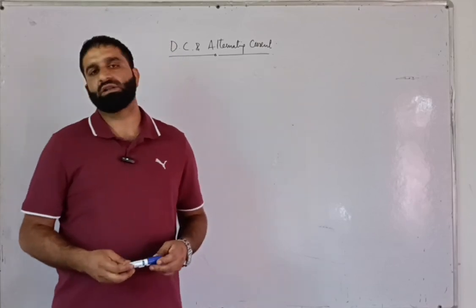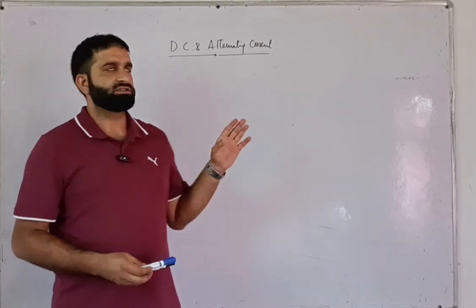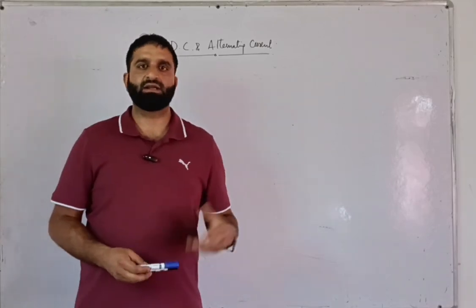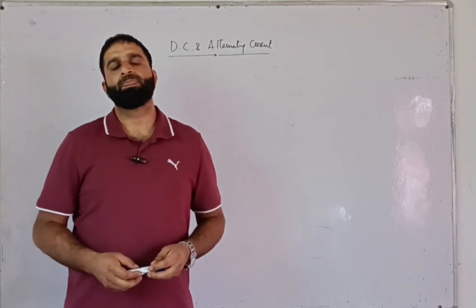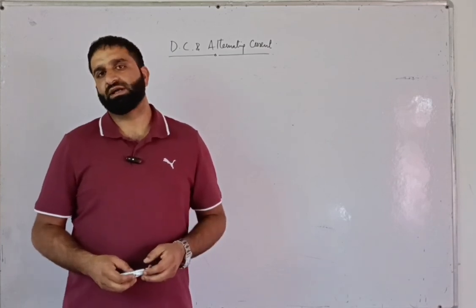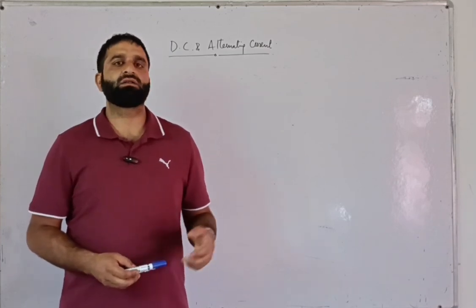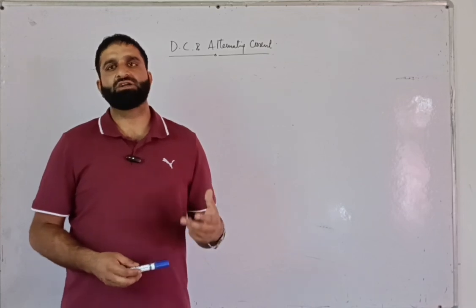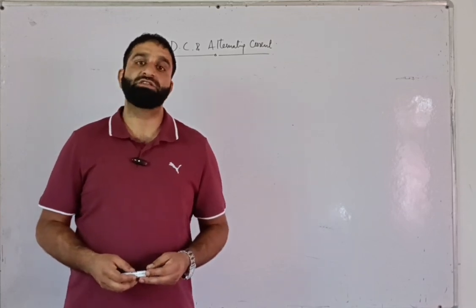Let us discuss alternating current. Now we will discuss firstly the direct current and then the alternating current. Direct current is a form of current in which the magnitude remains constant as well as the direction remains constant. In alternating currents or voltages, the magnitude changes continuously and the direction changes periodically.